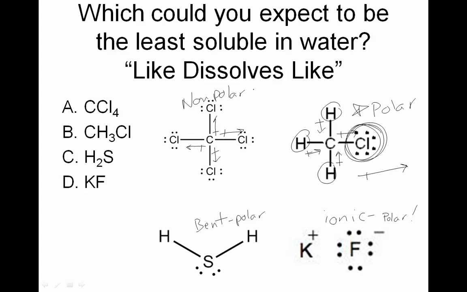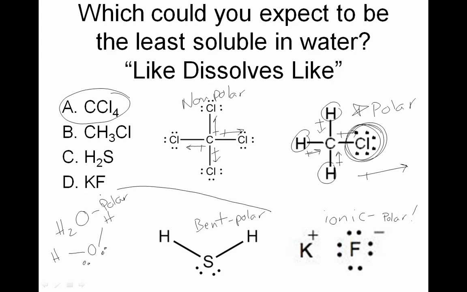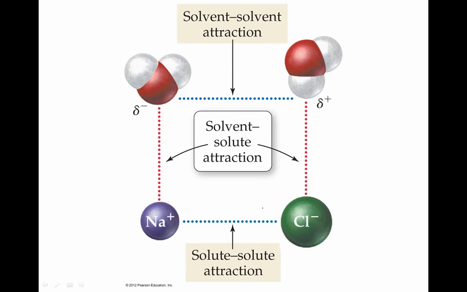So if you have 3 polar options and one non-polar option, and water's polar, right? Which one would you expect to be least soluble in water? Out of all the polar options, water's polar, so all the polar ones should dissolve in it. So your only option for least soluble is the one that's non-polar. If you had to say which one is the best soluble, I would say dihydrogen monosulfide. Why? Because their structure is the most similar. Similar structure, similar solubility.